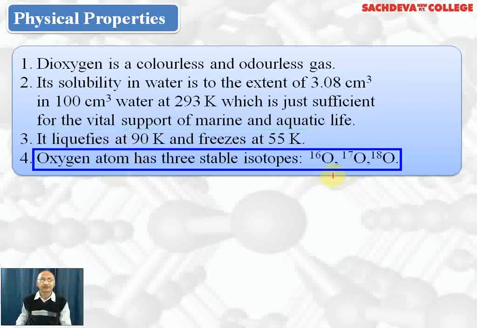Oxygen has 3 isotopes, 16, 17 and 18 are their mass numbers. These isotopes differ in number of neutrons. Oxygen-16 has 8 neutrons, 17 has 9 neutrons and the 18 isotope has 10 neutrons. So they differ in neutrons but they have the same number of electrons and protons. Therefore their chemical properties are the same but physical properties will be different.